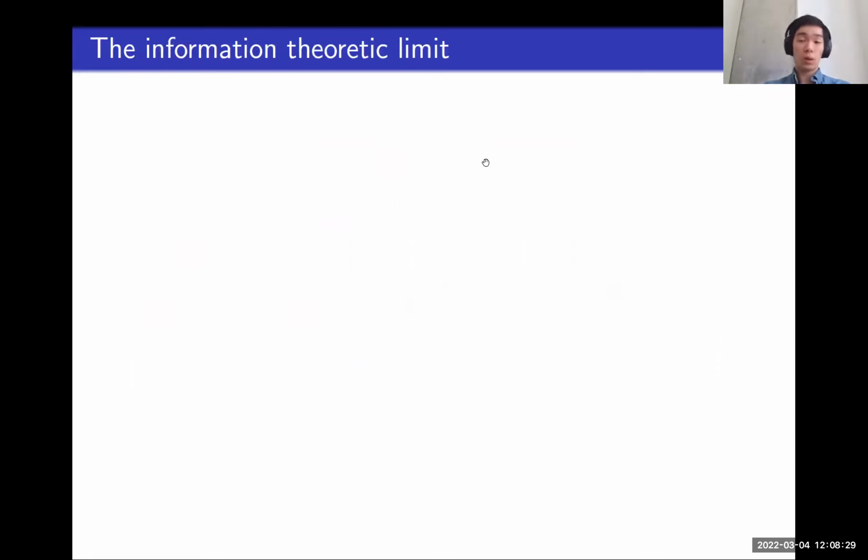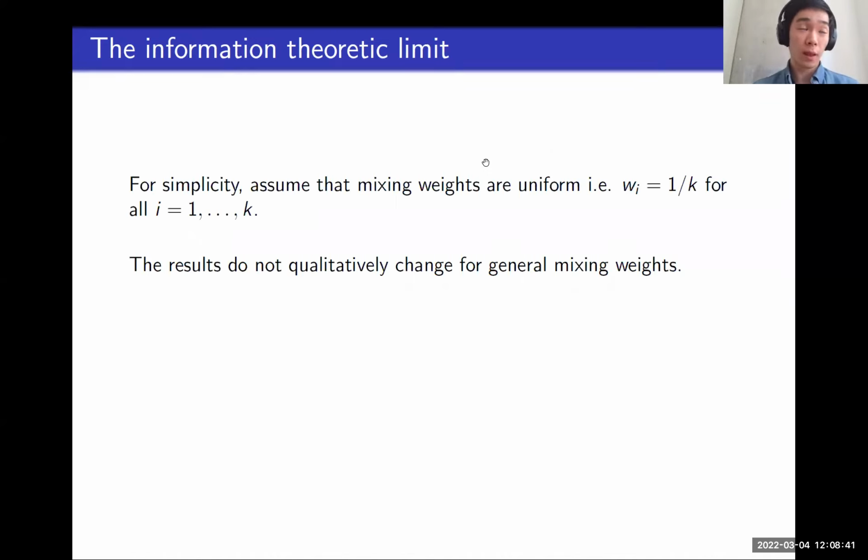Okay, so as I said, we want to look at efficient algorithms. But before I talk about algorithms, let me first say a little bit about the information theoretic limit, which turns out to be not too challenging. For simplicity, we'll assume that the mixing weights are uniform, so each of the mixing weights is 1 over k. This really does not change results very much. In particular, basically everywhere that you have a k, you just replace it with k over w min, where w min is the minimum mixing weight. So for simplicity and to ease notation, we'll just assume the mixing weights are uniform.